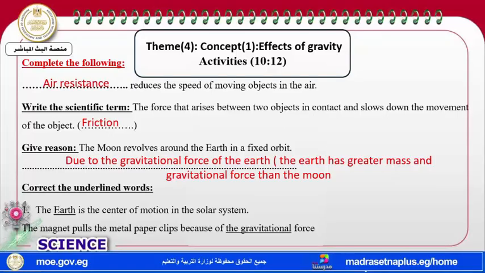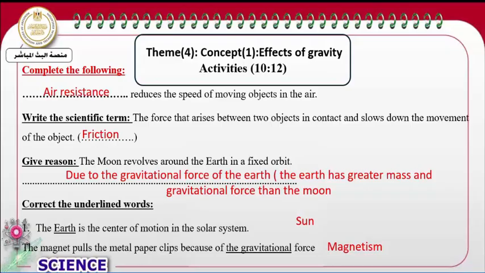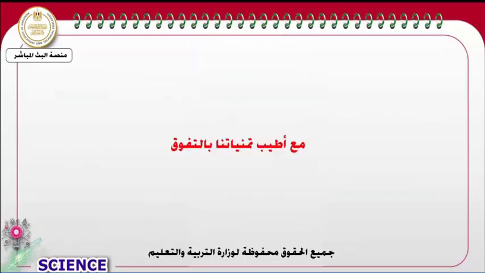Finally, correct the underlined word. Earth is the center of motion in the solar system. Of course, that's the sun. The magnet pulls a metal paper clip because of which type of force? That's, my dear student, due to magnetism.